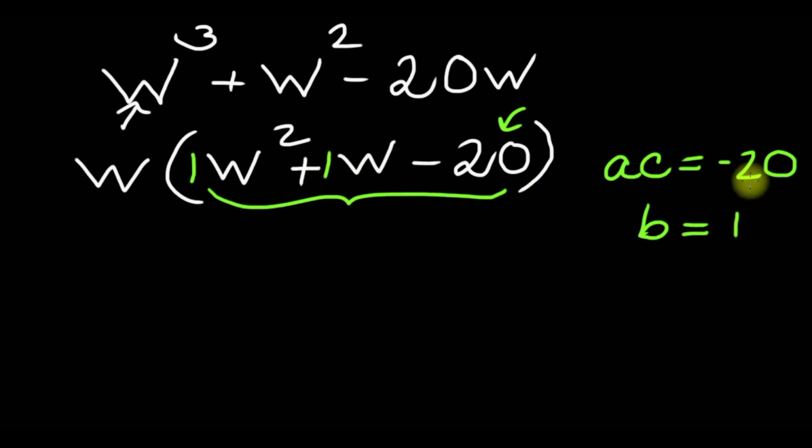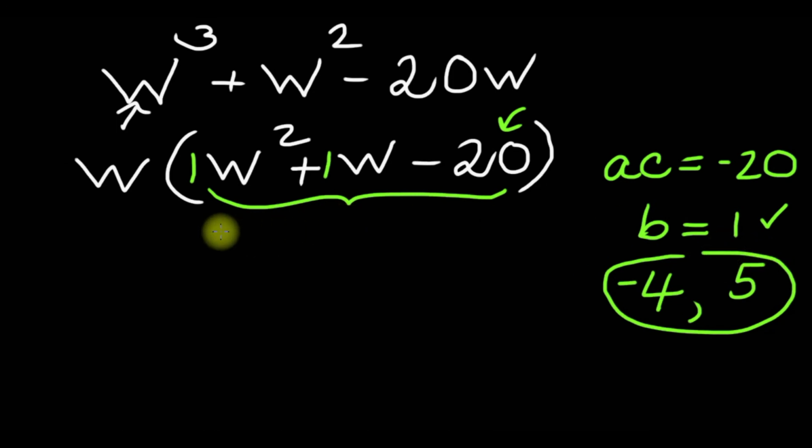So now we have to come up with factors of negative 20 that when you add them up, it comes out to 1. How about we use 4 and 5, but then we need the 4 to be a negative number, so that when you add them up it comes out to 1. So these are the 2 numbers we're looking for. So now we're going to write this in factored form.